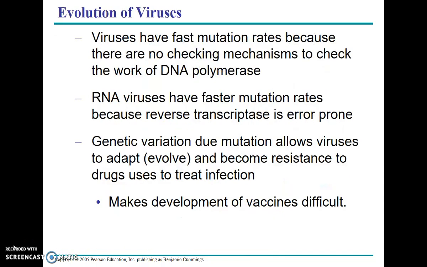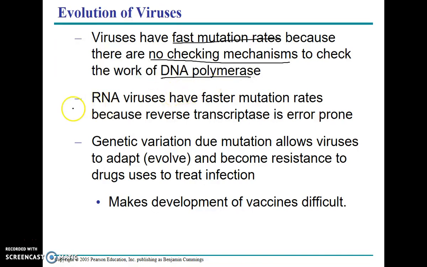Okay. The last thing we have to talk about is the evolution of viruses, or why it's hard to both treat and find vaccines for viruses. So, viruses have fast mutation rates because when their DNA is replicated, there's no checking mechanism for DNA polymerase. And if you remember, DNA polymerase makes mistakes. So in your cells, when it's your DNA, it's checked. But viral DNA is not checked. So those mistakes, instead of getting fixed, get passed on.